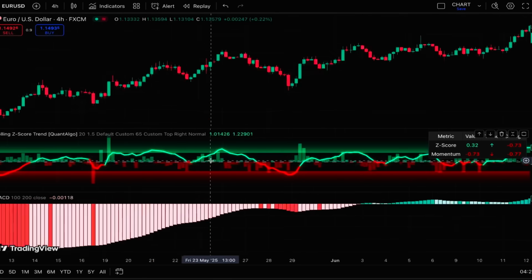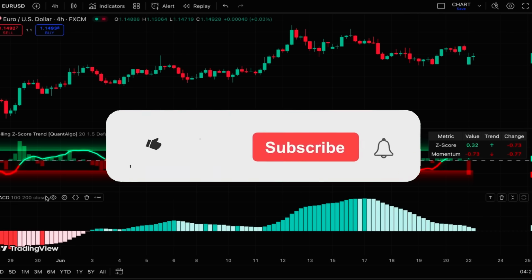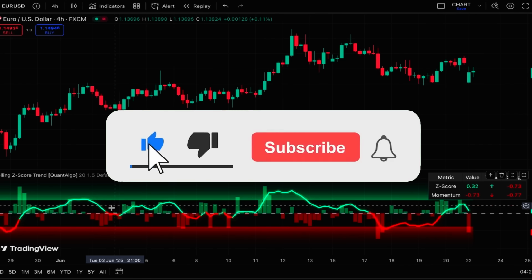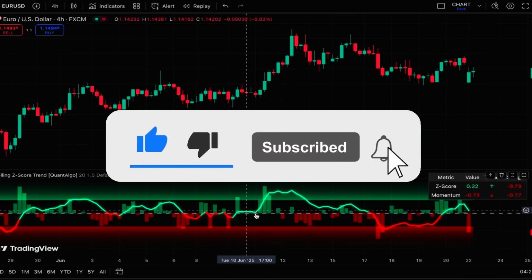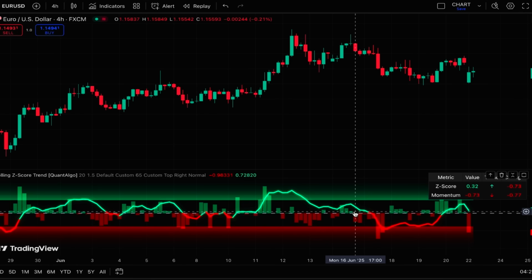And on the other hand, when MACD histogram is green, we only take bullish crossovers where Z-score line crosses above the center line, like this case here or this case here. This was just an example to show you how you can use the crossing of Z-score line above or below the center line as a buy-sell signal inside a longer term trend of the market.